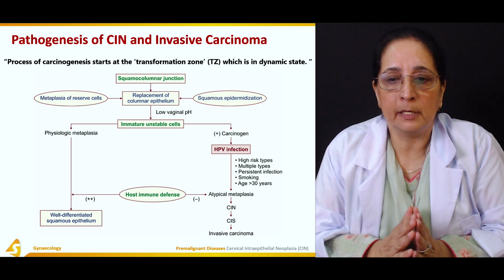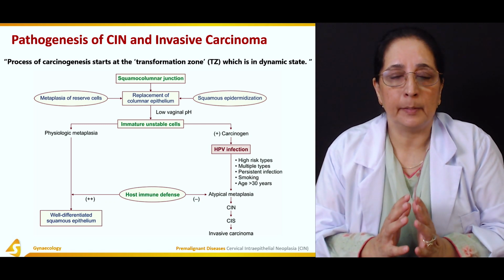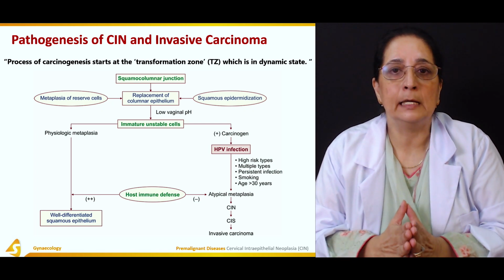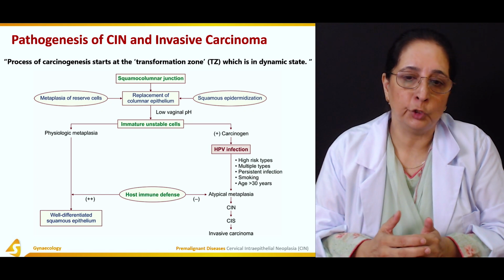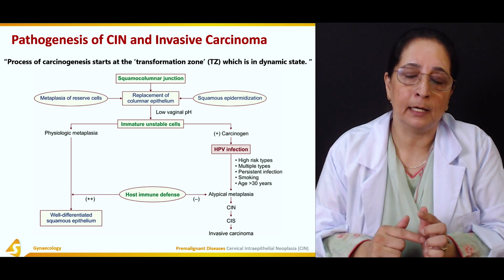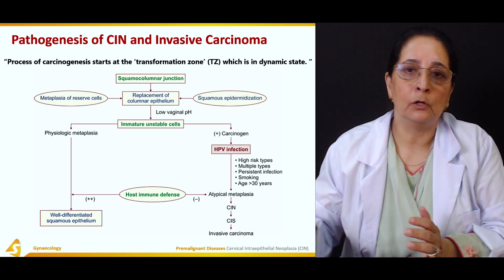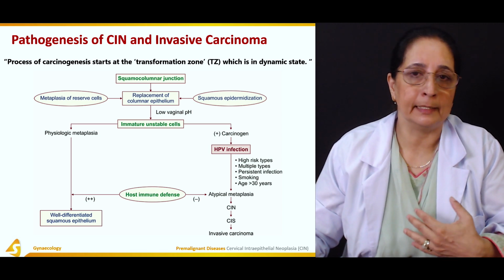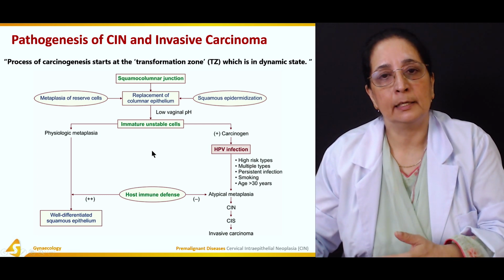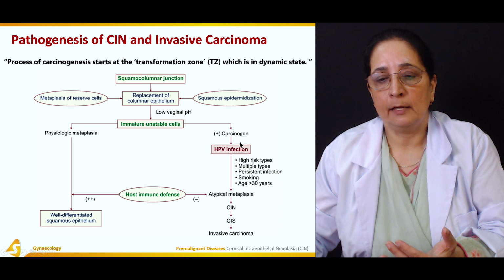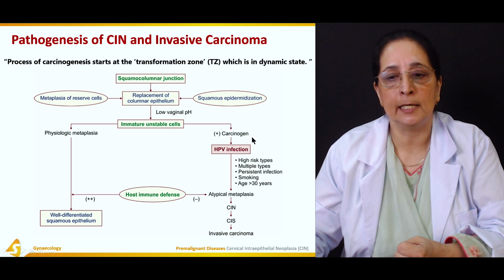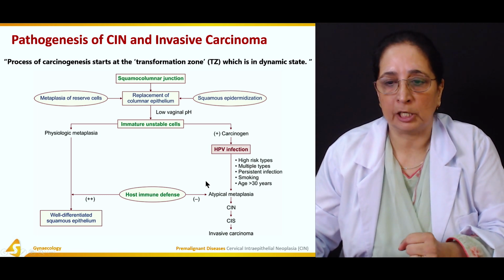At the squamocolumnar junction, there is a replacement of columnar epithelium as a result of low vaginal pH. They become immature, unstable cells. These immature cells can undergo normal physiological changes that cannot lead to carcinoma, or they can lead to changes that can lead to carcinoma. And then once it goes to the carcinogenesis stage, there is HPV infection.